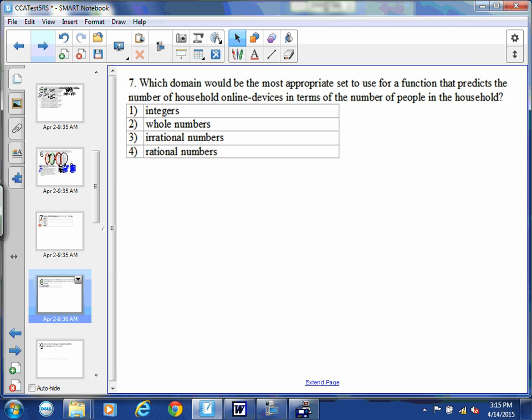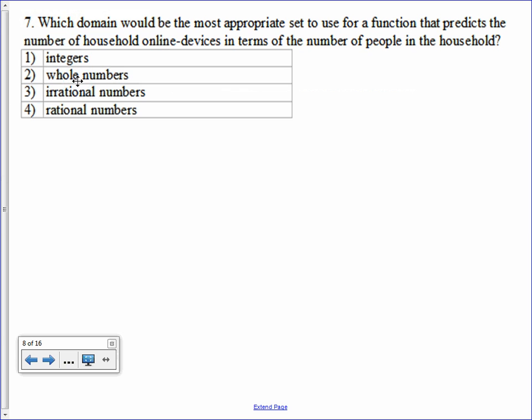Which domain would be the most appropriate set to use for a function that predicts the number of household online devices in terms of the number of people in the household? Well, domain is your input. Domain is your x value, and your input is the number of people in a household. So, which set of numbers would define the number of people in a household? Well, integers include negative numbers. Negative 5, negative 4, negative 3. Can you have negative people in your house?